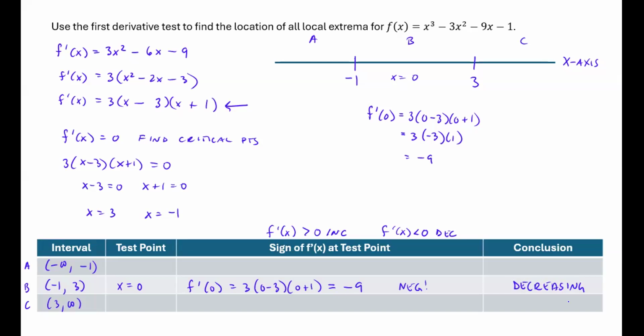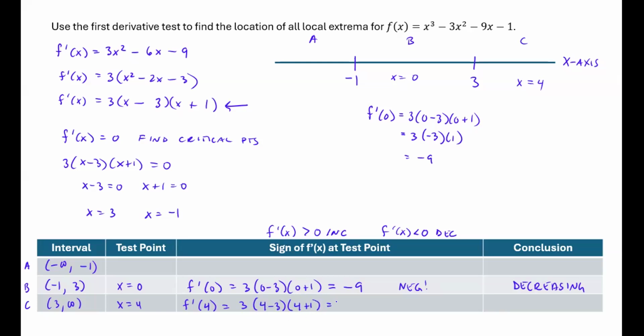And now we can go back and do the exact same thing for the other two intervals that we have. So I'm going to pick interval C as my next one. I'm going to pick a test point. I'm going to use maybe x equals 4 as my test value for interval C. And we're plugging it into the derivative. So f prime at 4 will give me 3 times 4 minus 3 times 4 plus 1.